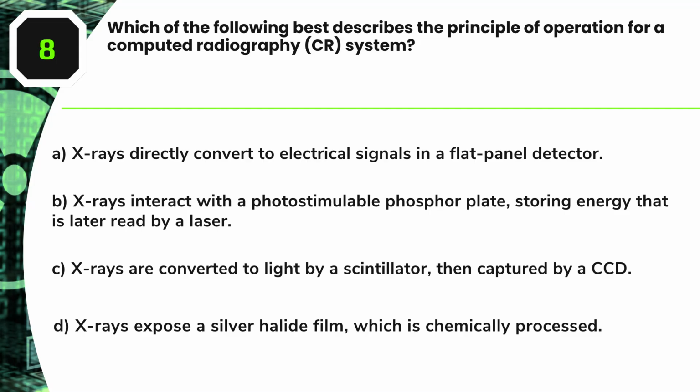Question 8. Which of the following best describes the principle of operation for a computed radiography (CR) system? A. X-rays directly convert to electrical signals in a flat panel detector. B. X-rays interact with a photostimulable phosphor plate, storing energy that is later read by a laser. C. X-rays are converted to light by a scintillator, then captured by a CCD. D. X-rays expose a silver halide film, which is chemically processed.